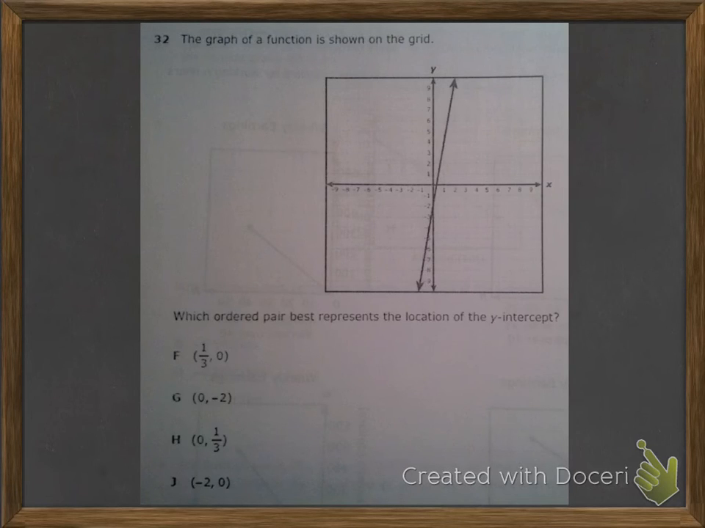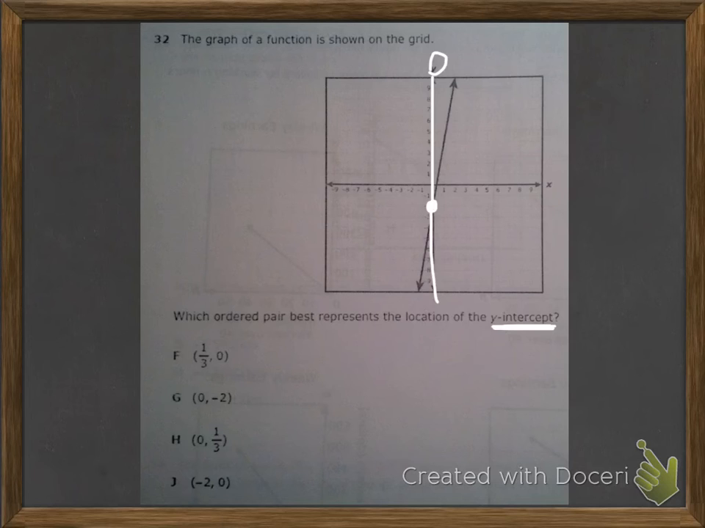All right, page 8 at the top, 32. The graph of a function is shown on the grid. Which ordered pair best represents the location of the y-intercept? The y-intercept is where my graph crosses the y-axis. My graph crosses it right here at negative 2.